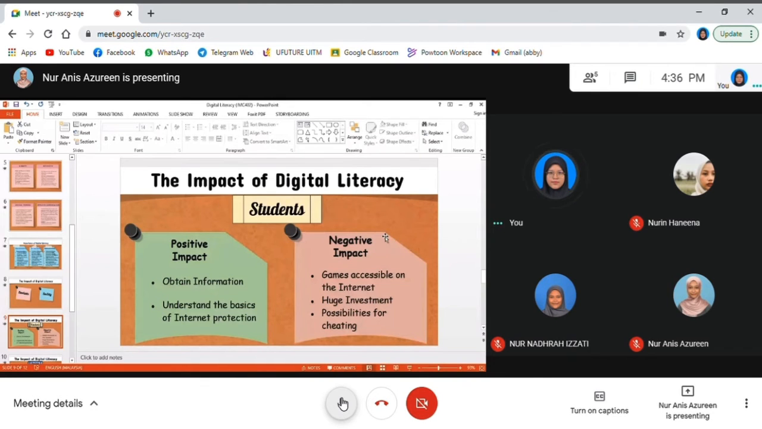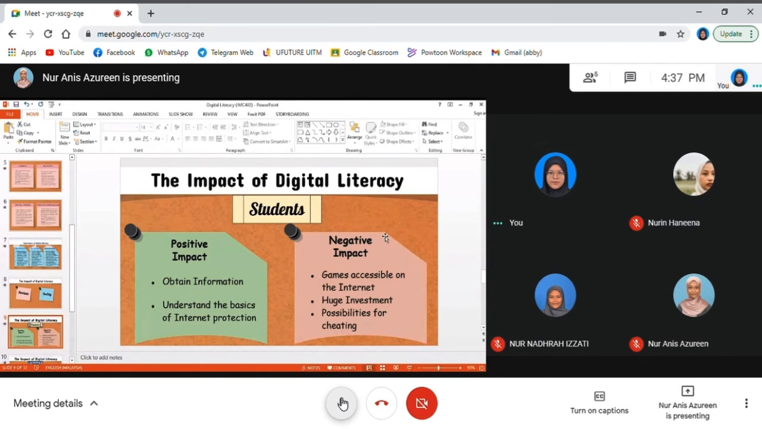Positive impact for students is obtaining information. Students need a digital literate teacher to ensure that students get the correct and adequate knowledge on the subject. They also use electronics at home, such as laptops, smartphones, and computers to find articles, journals, and more. The student also knows how to navigate the web, post photos and videos on social media, and search Google for information.